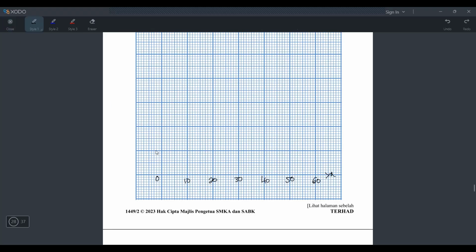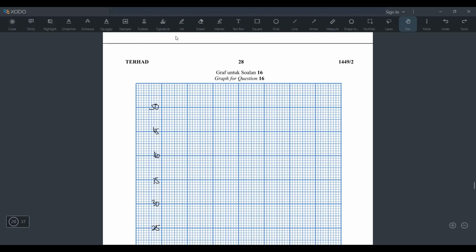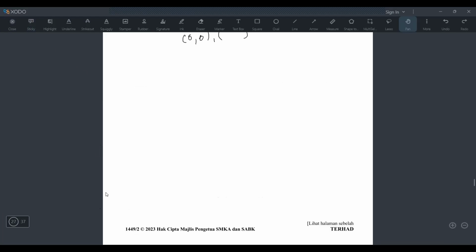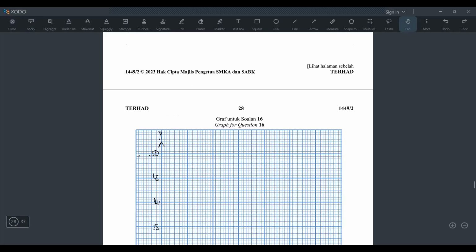And I remember they said 2 cm to 5 on the y-axis. So 5, 10, 15, 20, 25, and then 30, 35, 40, 45, 50. Okay, and then the y-axis. And then now we have our first line at (0, 30) and (30, 0). Okay, let's go and plot.